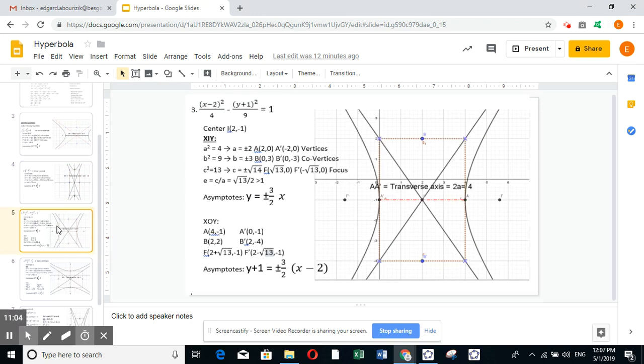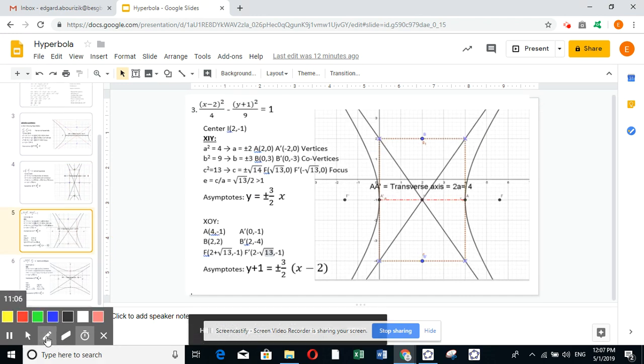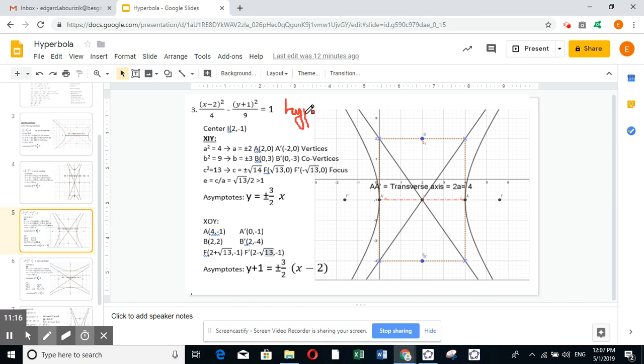Now I'm going to talk about examples where the center is not the origin. First of all, you have a minus, so it is a hyperbola. And this hyperbola is horizontal. Why is it horizontal? Because it starts with x squared. So the center is 2, minus 1, like we talked about in the first video on the ellipse. So first of all, a squared is 4, a is plus or minus 2, because horizontal, 2, 0 and minus 2, 0.